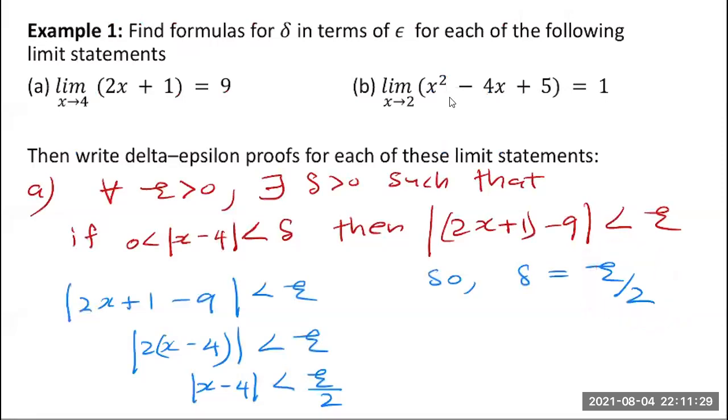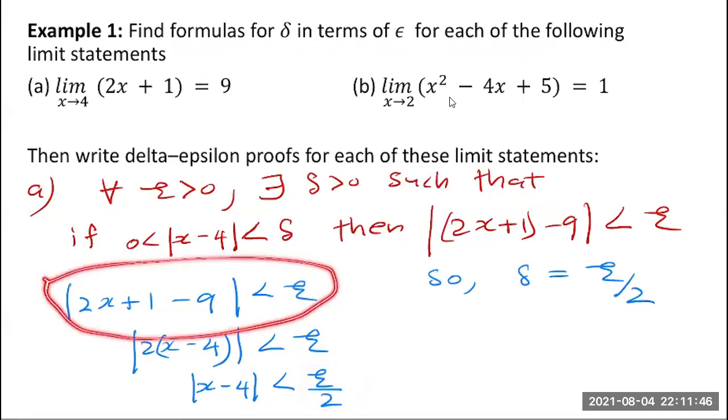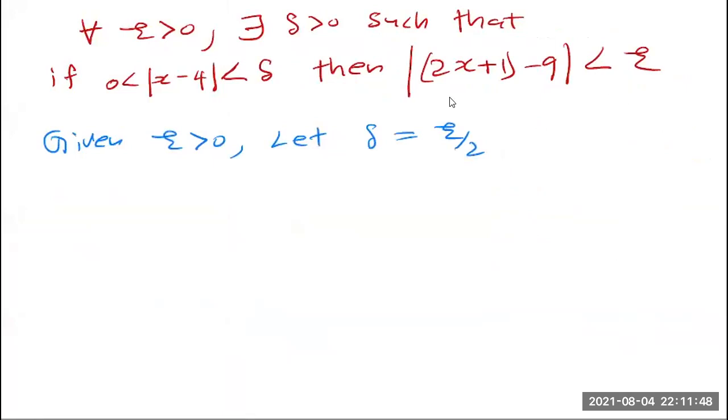Okay, we chose our delta to be epsilon by 2 because we wanted the absolute value of x minus 4 to be less than delta. So here the absolute value of x minus 4 is less than epsilon by 2. So we took our delta to be epsilon by 2 because we wanted this inequality at the end of the day. All right, now we proceed with the formal proof.